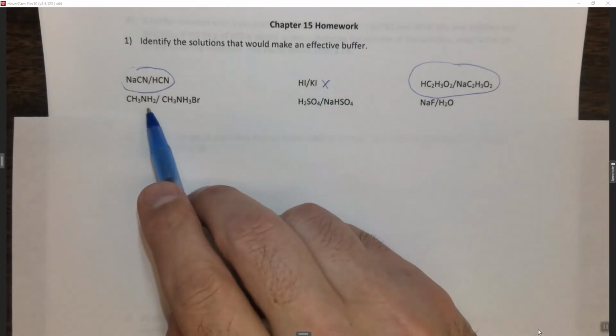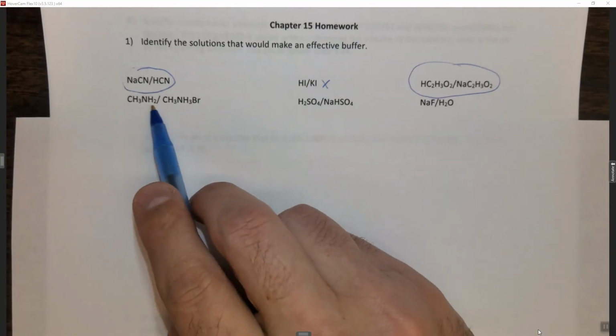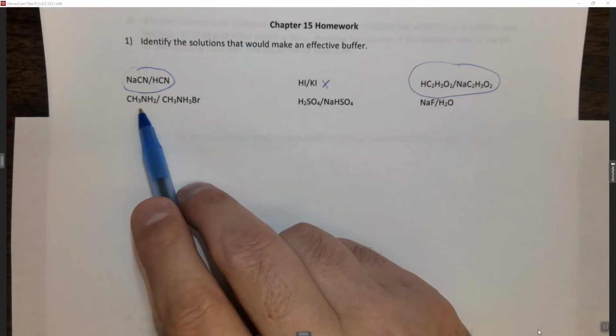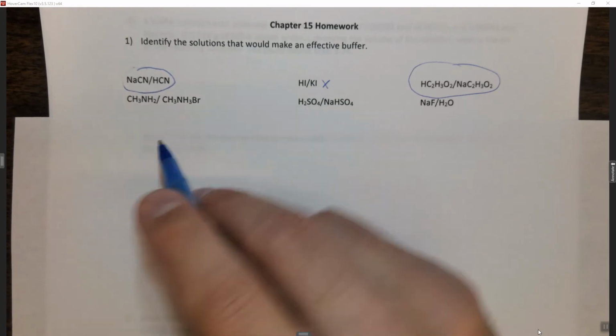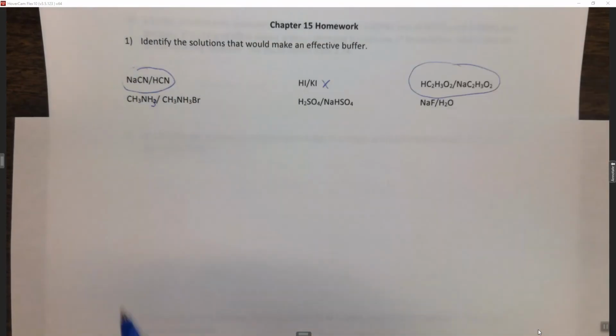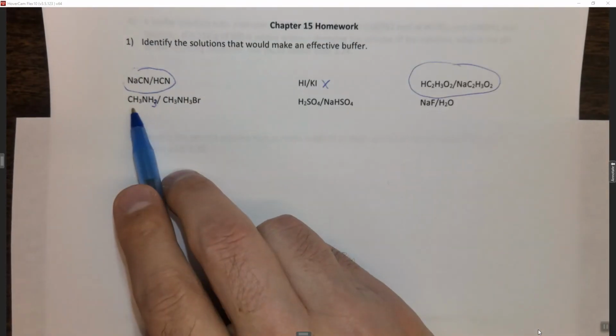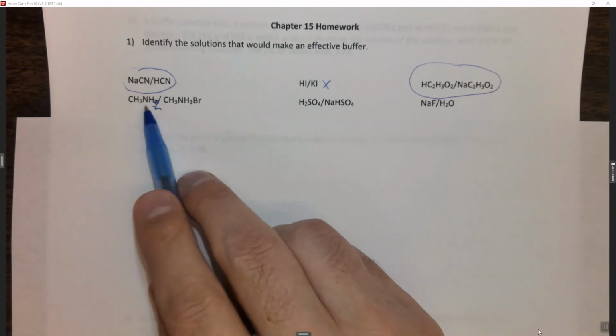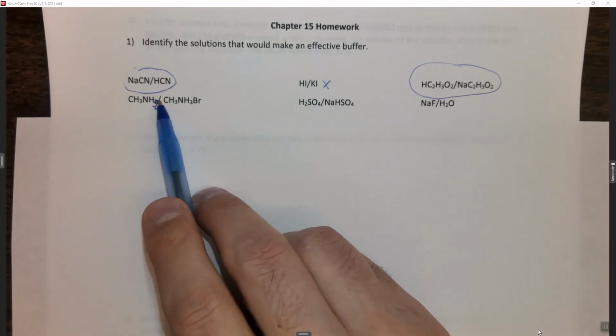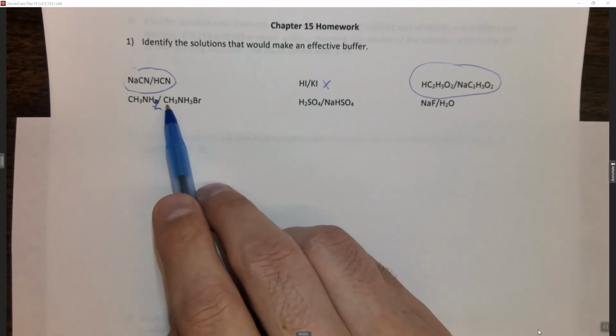In this case, we have a weak base. This is methylamine, made famous in the show Breaking Bad. That should be an NH3. So this should be a 3 here. So it should be, what am I doing? No, it shouldn't. It should be a 2. Sorry, CH3NH2, methylamine.